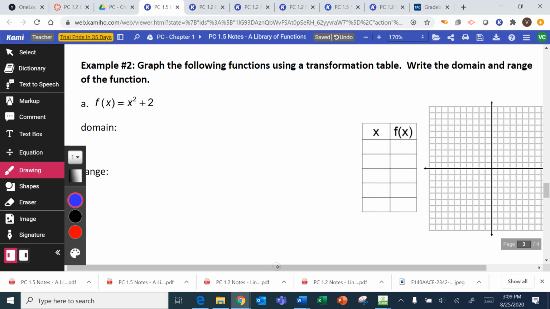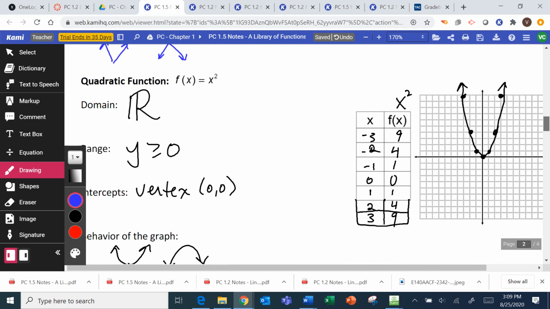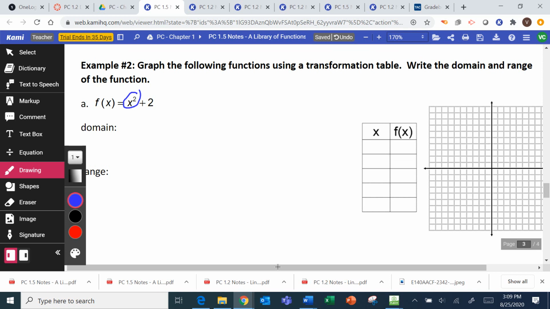Okay, so example 2 is using a transformation table. Write the domain and range of the function. So we look over here and we see that the function is x squared. That is the parent function. So using our notes from above, where we got our quadratic parent function, we have ordered pairs, -3, -2, -1, 0, 1, 2, 3. And the y values are 9, 4, 1, 0, 1, 4, 9.